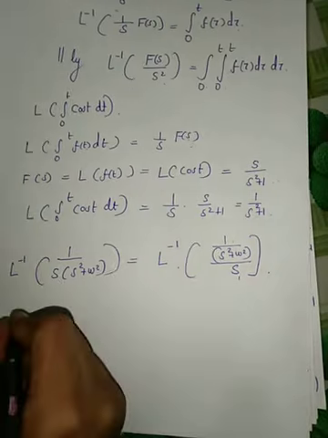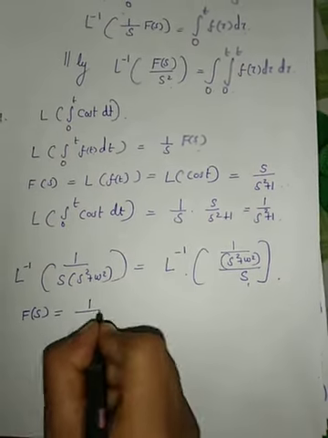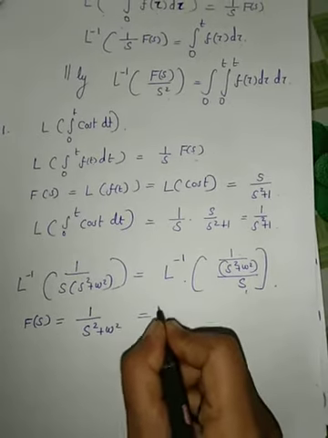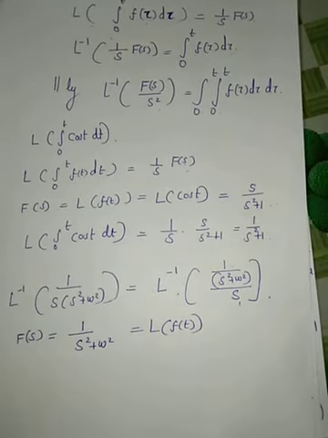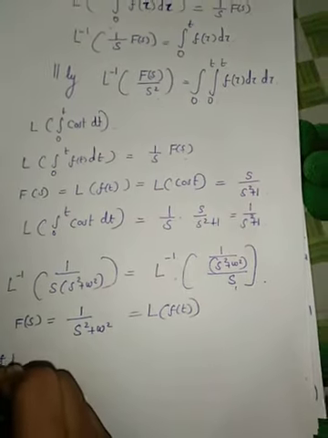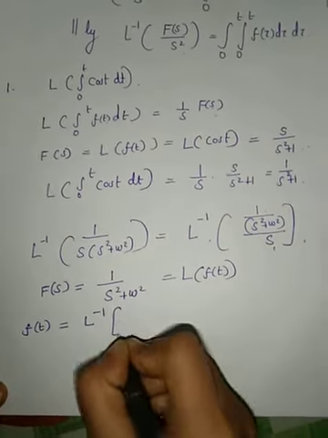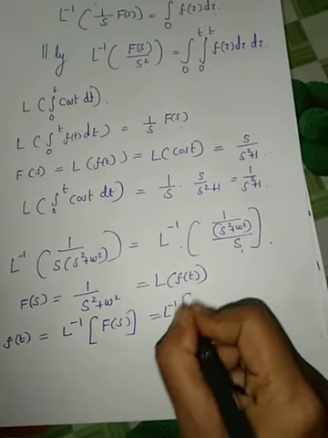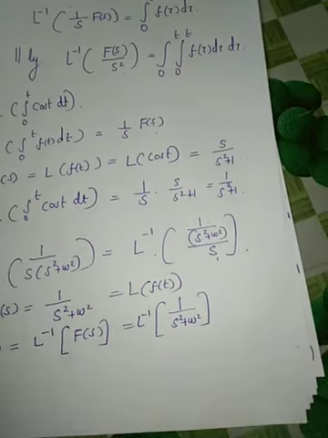So here F of s is 1 by s square plus w square, that is L of f of t. So first we have to find f of t. So what is f of t? f of t is equal to L inverse of F of s, that is equal to L inverse of 1 by s square plus w square.